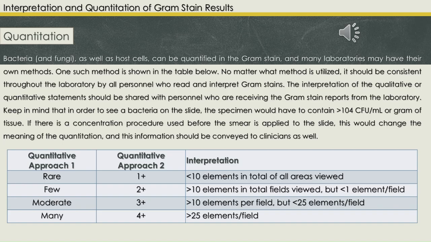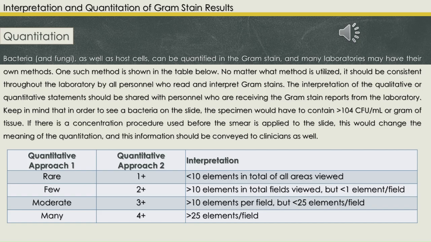Quantitative approach 1. Rare: less than 10 elements in total of all areas viewed. Few: more than 10 elements in total fields viewed, but less than 1 element/field. Moderate: more than 1 element per field but less than 25 elements/field. Many: more than 25 elements/field.